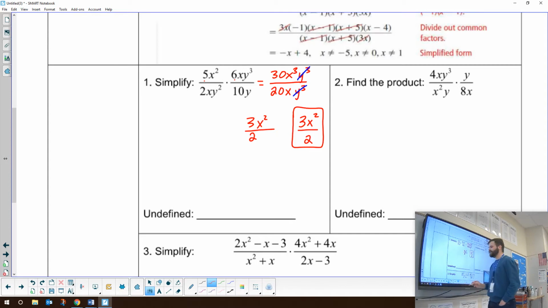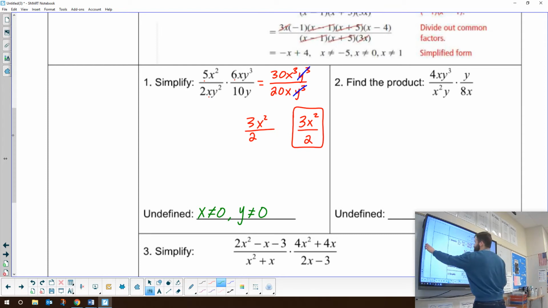Now, we still need to find our undefined values, and your undefined values are any value that would make your denominator equal to 0. So normally, we would take each factor on the bottom and set it equal to 0, and we'd find our undefined values. On this one, I don't really have any factors. So all I have to do is say, what makes x equal to 0? Because x is on the bottom. Well, 0. So x can't equal 0, and y can't equal 0 either. So if you don't have any factors, whatever variables are in your denominator just can't be 0. Okay? All right, let's move on.